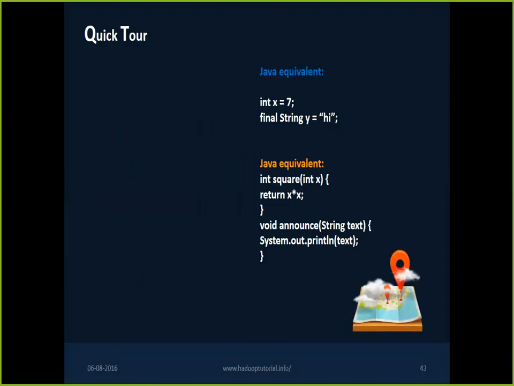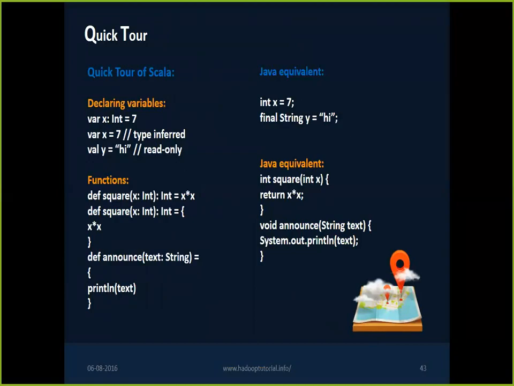So far, all its equivalents. This slide may not be very impressive because we are always running the Java example as well as showing the Scala example for you, right? So int x equal to 7 is the same as var x. Final string y is the same as val y. And the Java equivalent int square(int x) { return x * x; } is the same as def square, which takes x, and the return type is Int, x * x.